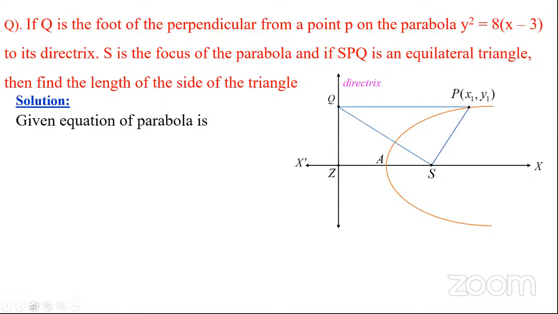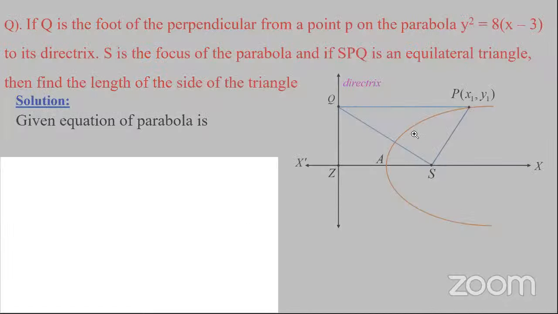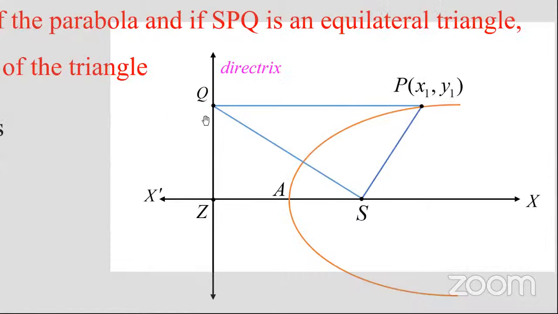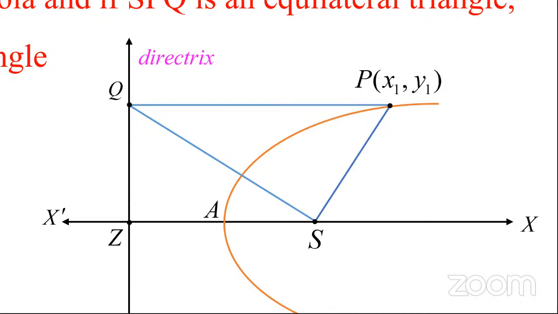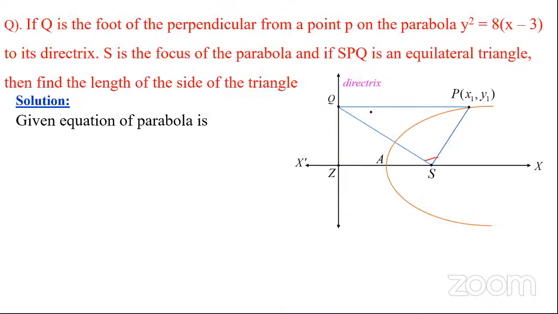So here, this is a figure. It is an equilateral triangle. Equilateral triangle means every angle is 60 degrees. So this angle is 60 degrees, this angle 60 degrees, this angle 60 degrees, which means this is 60, and this is a perpendicular line to the directrix. This means 30 degrees. Okay, so from that one you can solve now.